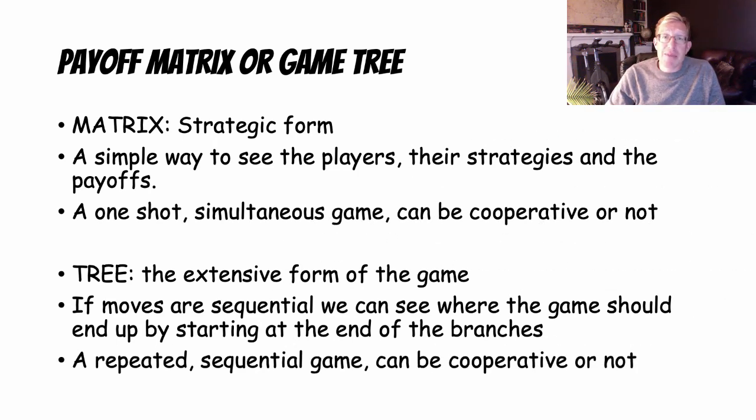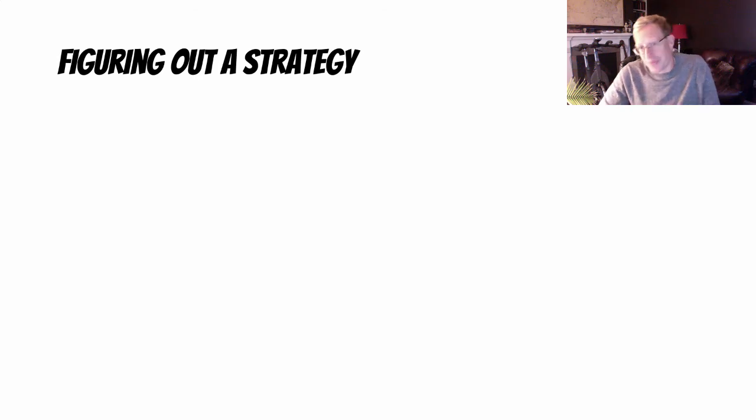When we use a game tree, we're usually using a repeated game, so the game is played over and over. It's sequential, so one player makes a choice, another player responds to that choice. And these can also be cooperative or non-cooperative games. So that's some of the basics of game theory. And you'll start to see, as we build matrices and a game tree, how all of this fits together.